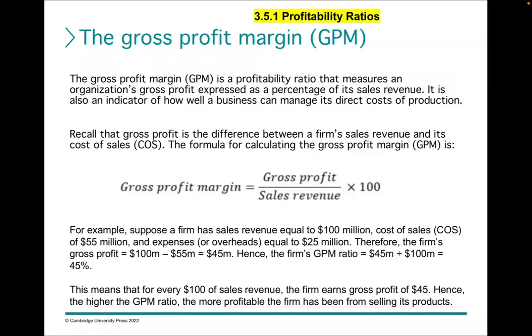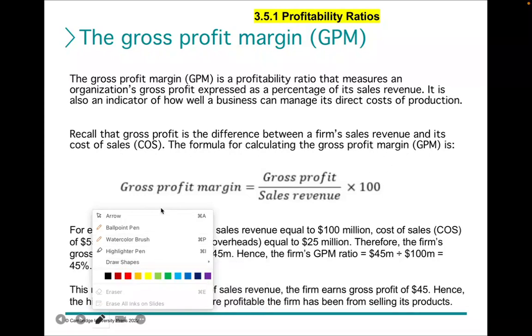So, gross profit margin to start off with, it's a simple ratio that just looks at the gross profit over sales revenue. It is a profitability ratio that measures an organization's gross profit expressed as a percentage of its sales revenue. It is also an indicator of how well the business can manage its direct costs of production. Gross profit itself is the difference between the firm's sales revenue and its cost of sales.